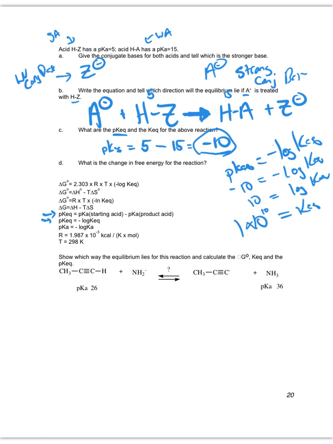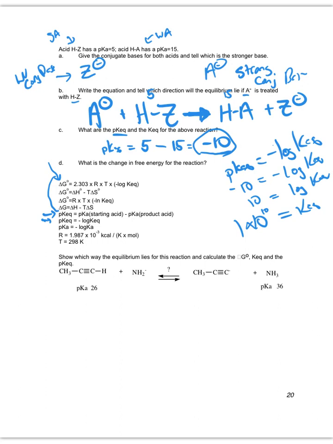Now, what's the change in free energy for the reaction? For this one, we have these equations up here for delta G, and the only one that's helpful is the first one, because we don't know what delta H and delta S are. We don't need to go into natural log for that one. The only one that's easy to deal with is the first one, the 2.303 times R times T, times the negative log of Keq, which is equal to the pKeq. So it could be either thing.